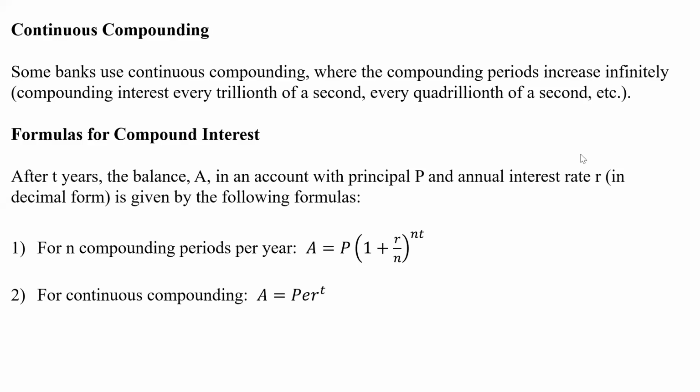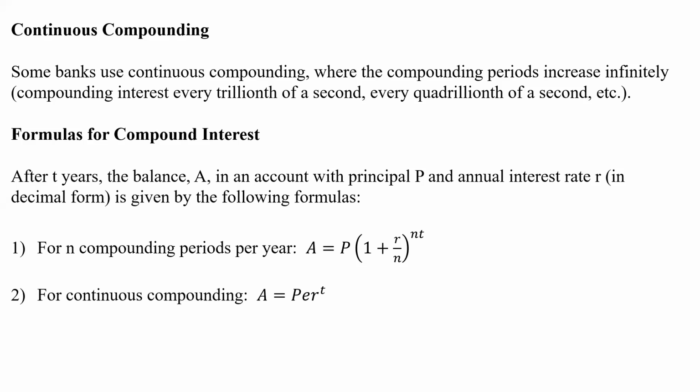All right, here we have continuous compounding interest. So some banks use continuous compounding where the compounding periods increase infinitely. The compounding interest every trillionth of a second, every quadrillionth of a second, etc. So it's just always being increased. Now the formula for this is pretty easy.